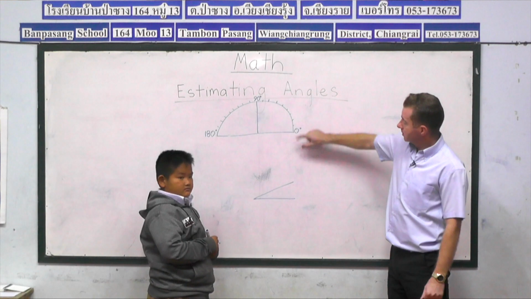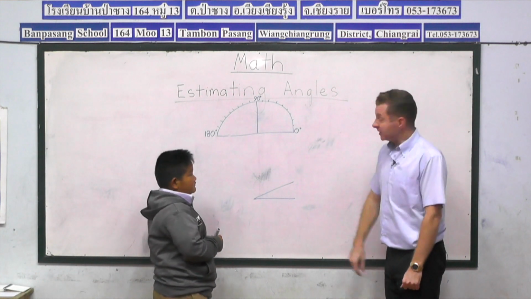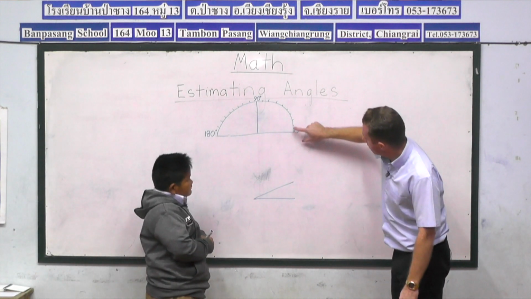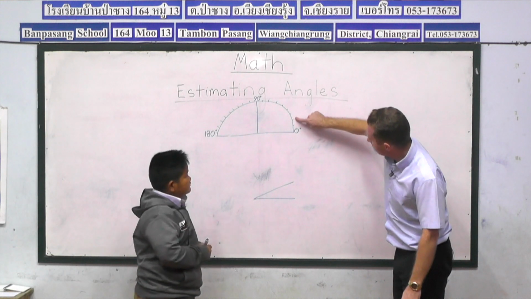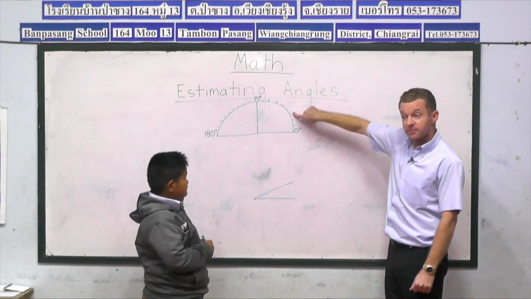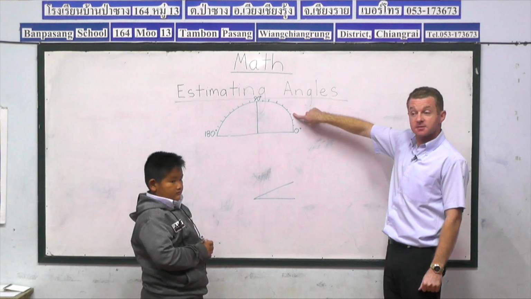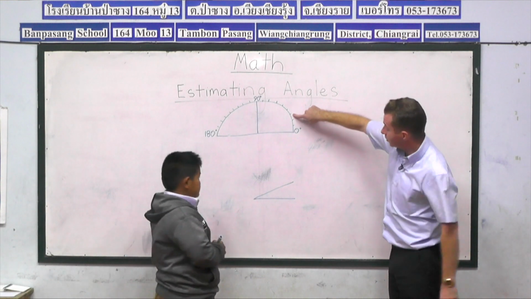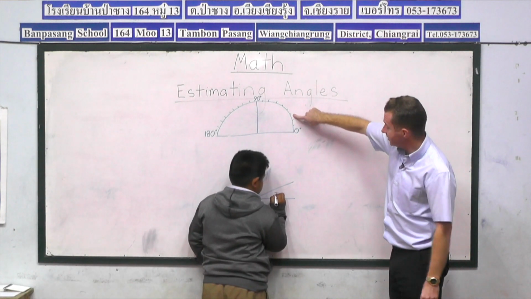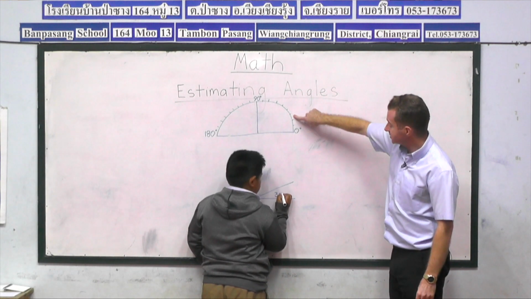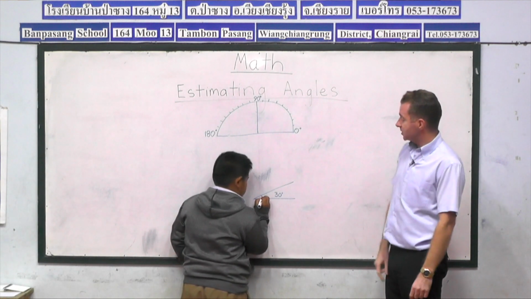50. 30. I think 50 is too big. So let's see. We've got 0, 10, 20, 30. Everybody agree? 30 degrees? Yes. Okay. So Net, you can write 30 degrees. And then your vertex too.